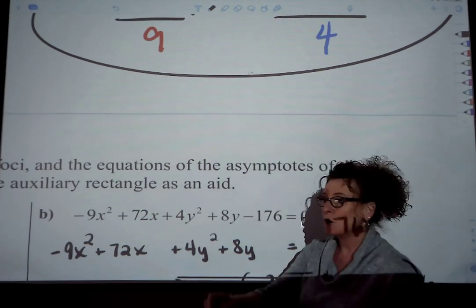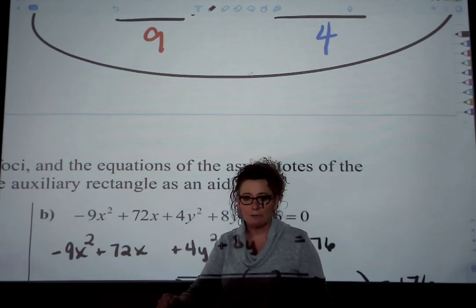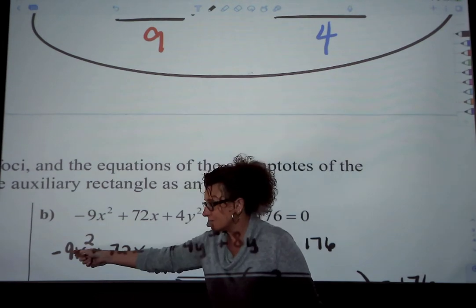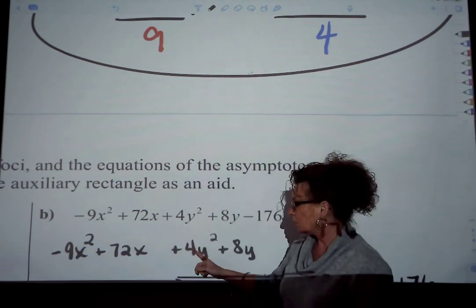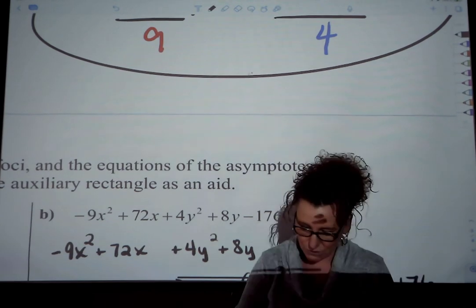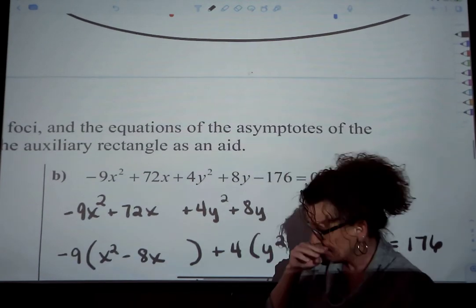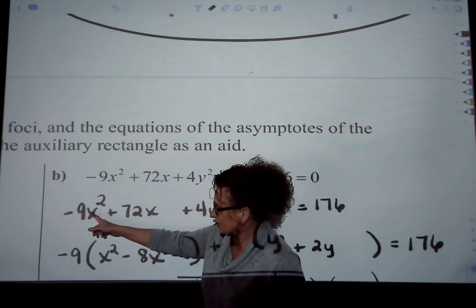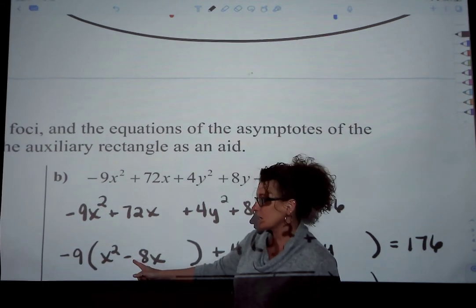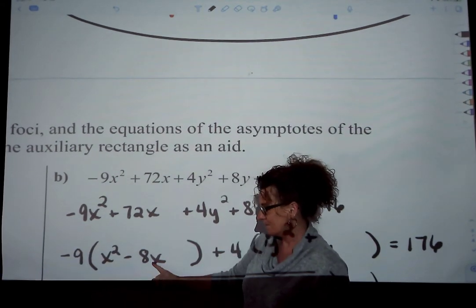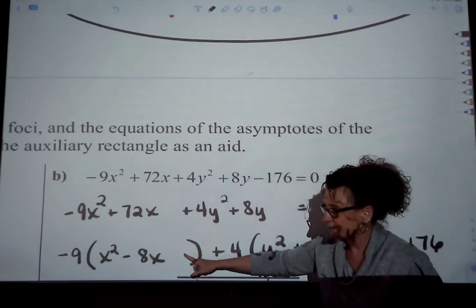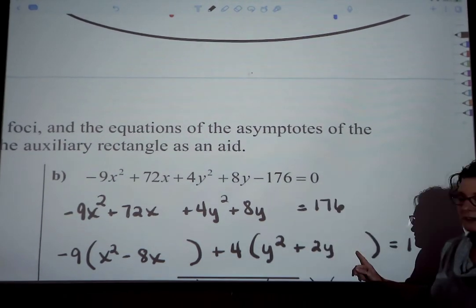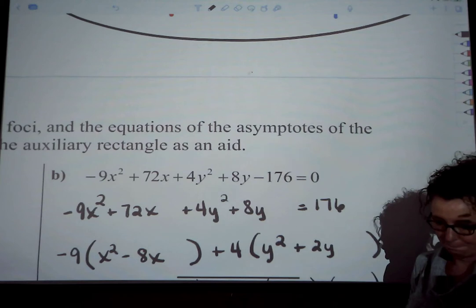Second thing I'm going to have you do, pull off your leading coefficients. Pull off the -9. By pull off, I mean GCF, factor it out. Pull off the 4 off of your y squared. Here's what you got. When I pull off a -9, this becomes -8. When I pull off a 4, this one becomes a 2. Leave yourself some space because we're going to complete the square.